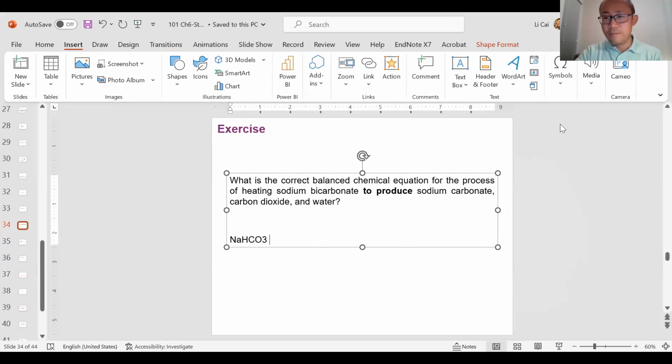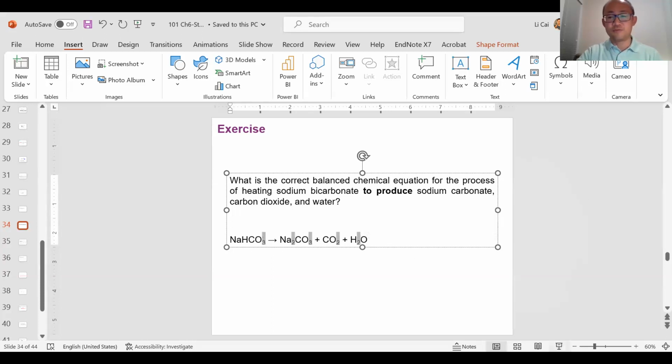Of course, on paper it is much easier. Insert an arrow. And then to produce what? Sodium carbonate. You have to write the formula. Sodium carbonate is Na2CO3 and carbon dioxide, and then what? Water. And finally, let me change the numbers to subscripts.